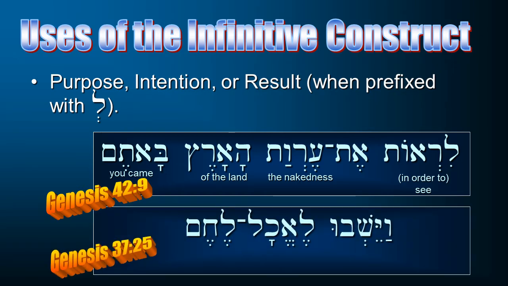Here's another example, also in Genesis, chapter 37 and verse 25, where we read, Vayeshvu, and they sat down in order le'echol, in order to eat. That's the le part. Remember, you have the L there. It's in order to eat lechem, in order to eat bread.